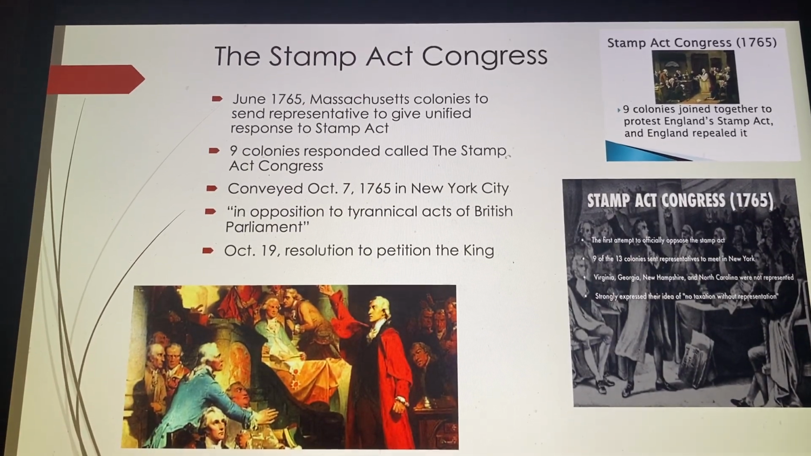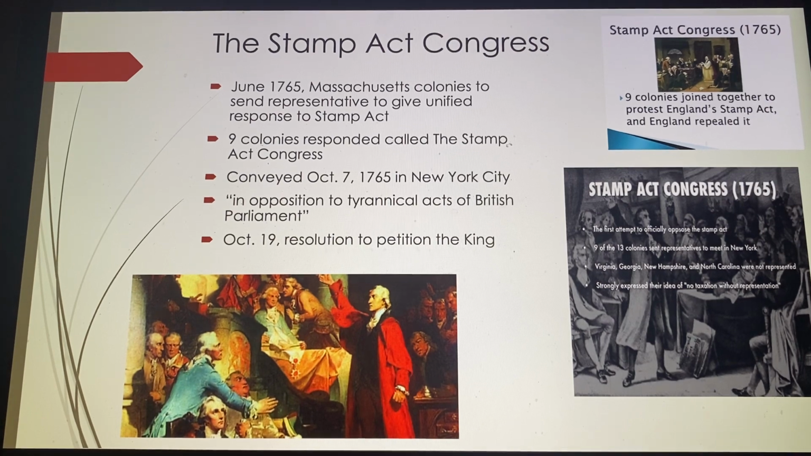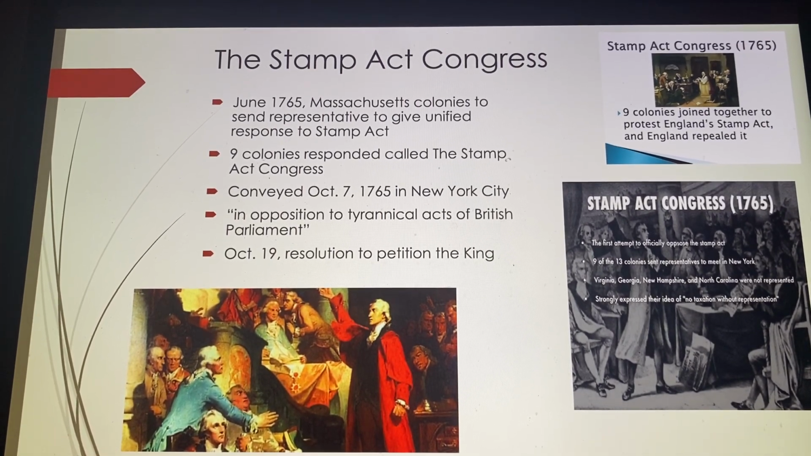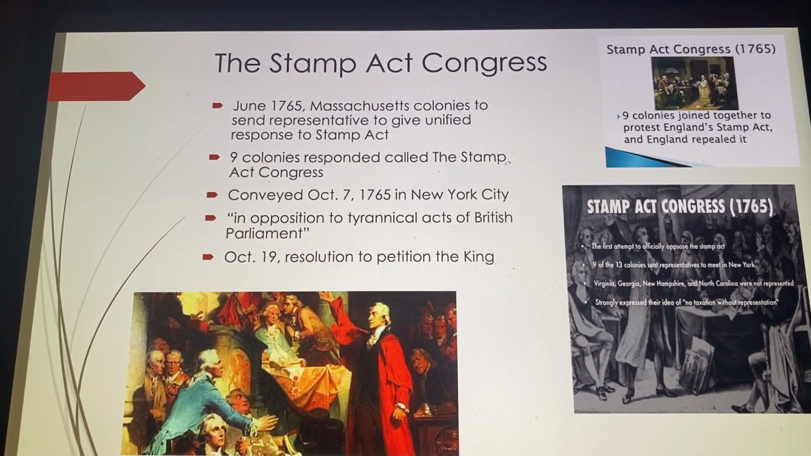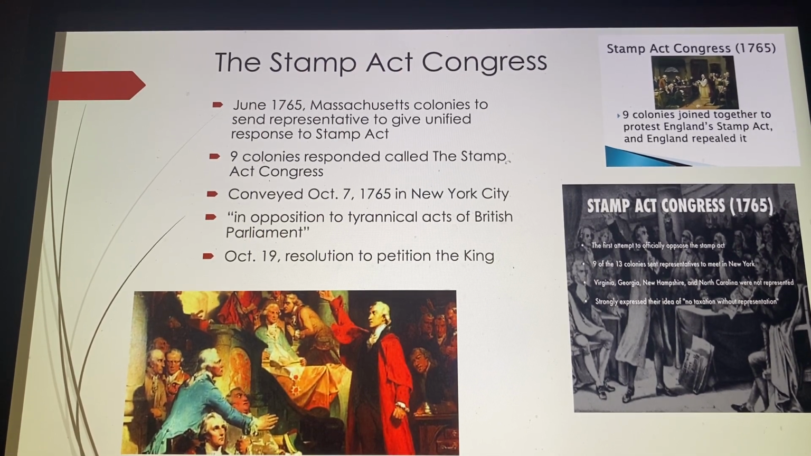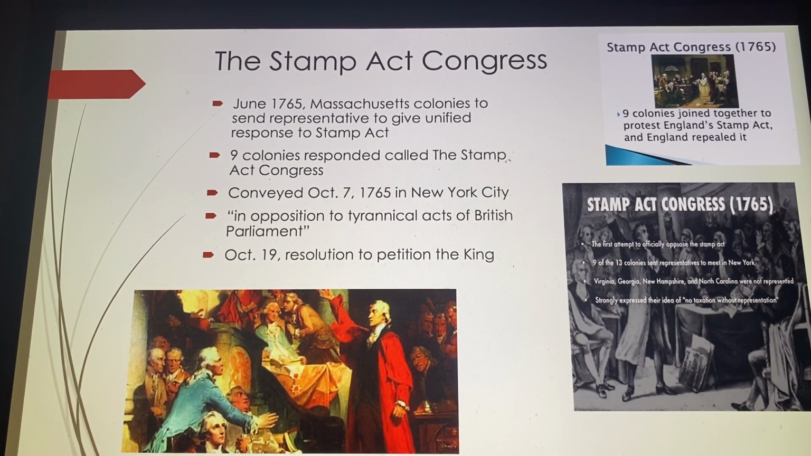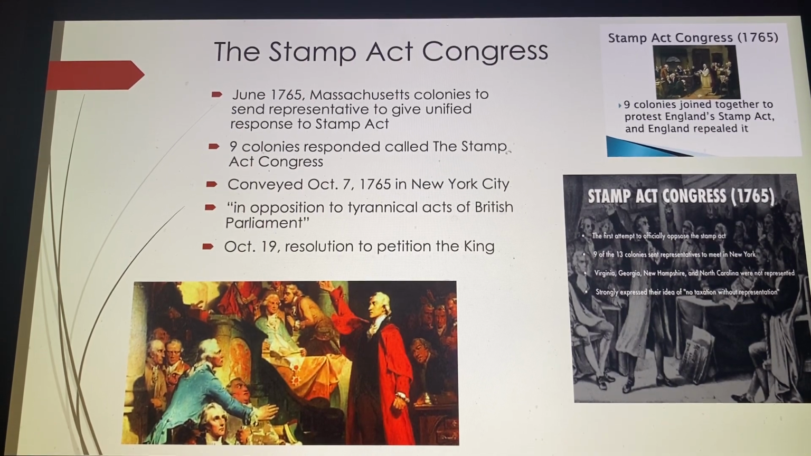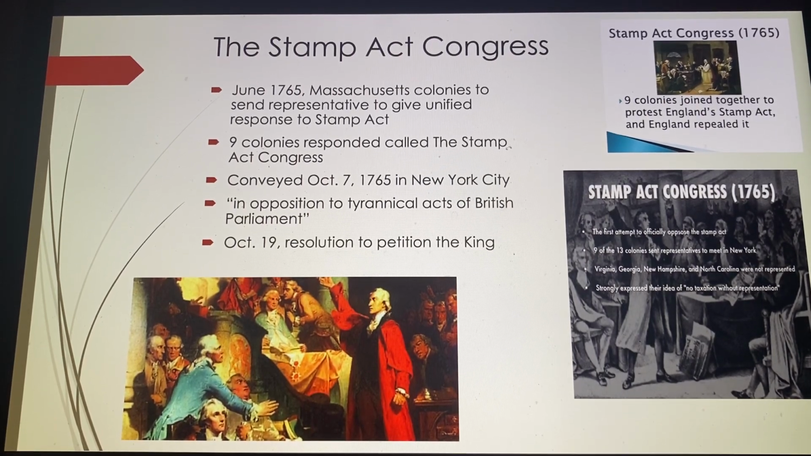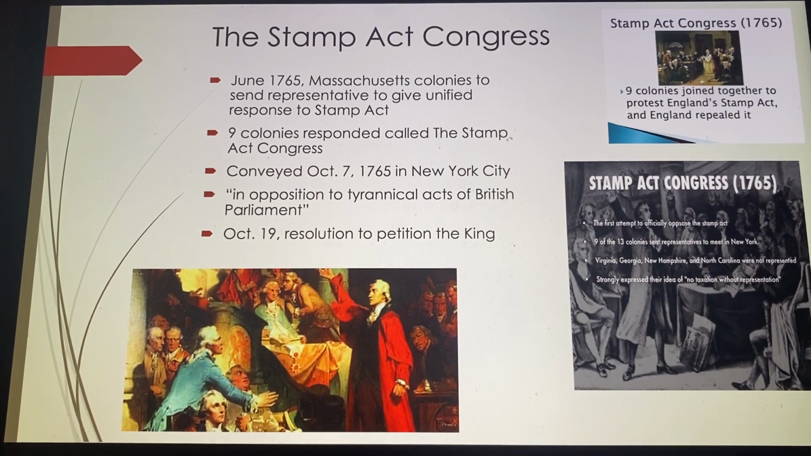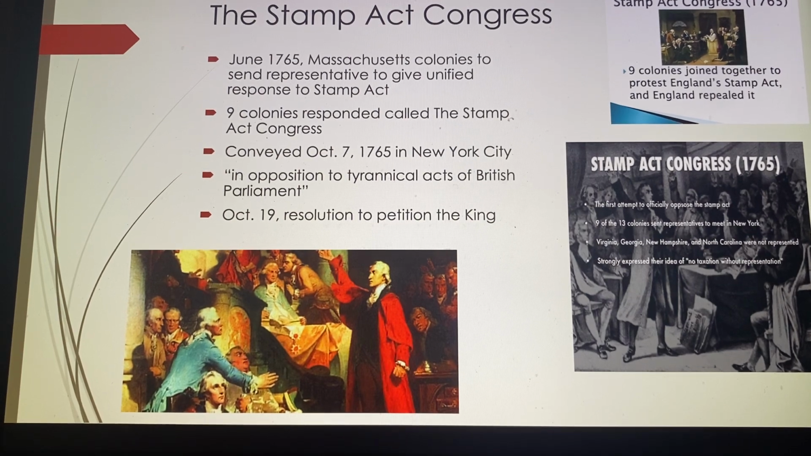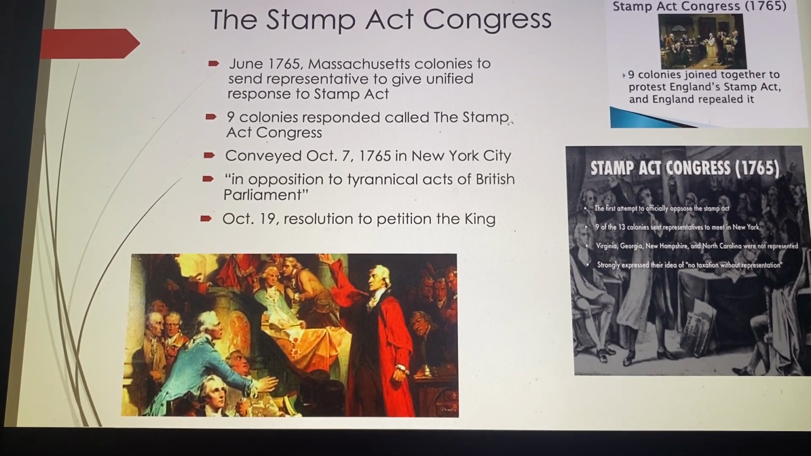The Stamp Act Congress. In June of 1765, Massachusetts sent representatives to give a unified response to the Stamp Act. Nine colonies responded, calling themselves the Stamp Act Congress. It convened on October 7, 1765 in New York City in opposition to the tyrannical acts of the British Parliament. And then on October 19th, a resolution was sent to petition the king on the Stamp Act.